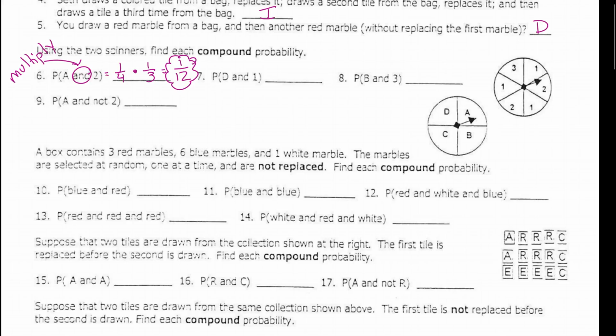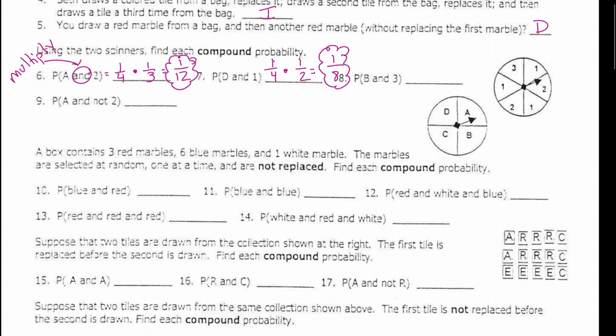So now we'll try it a couple more times and then you'll do it. What's the probability of spinning a D? 1/4. And what's the probability of spinning a 1? 3 out of 6 or 1/2. Good. And what do we do if it says and between those two probabilities? Multiply. And we multiply the numerators and the denominators. So what's 1 times 1? And 4 times 2. So our probability this time is 1/8.